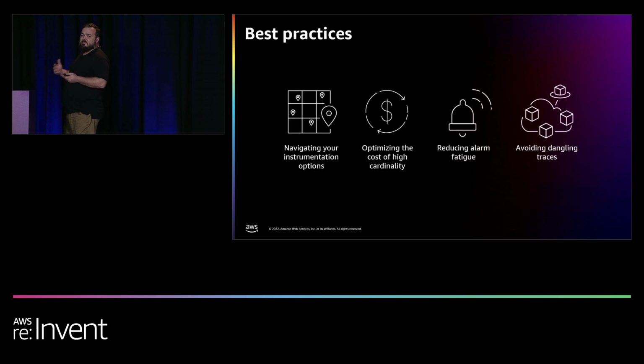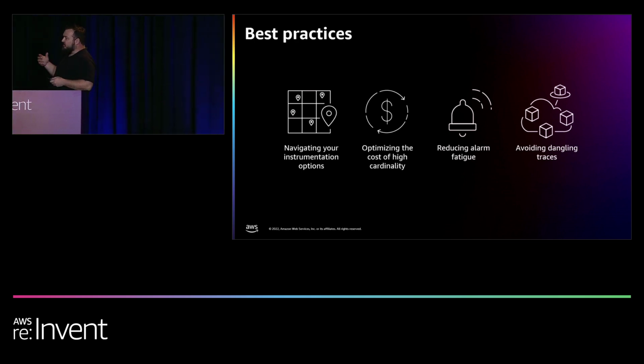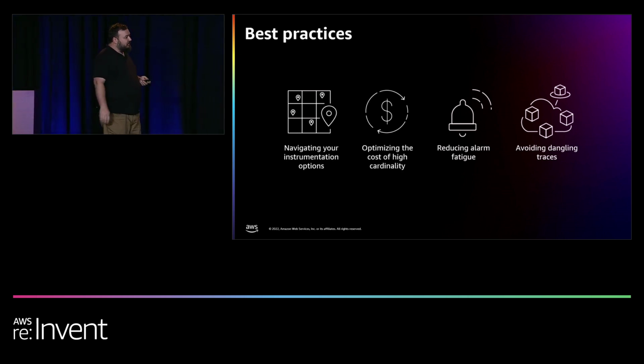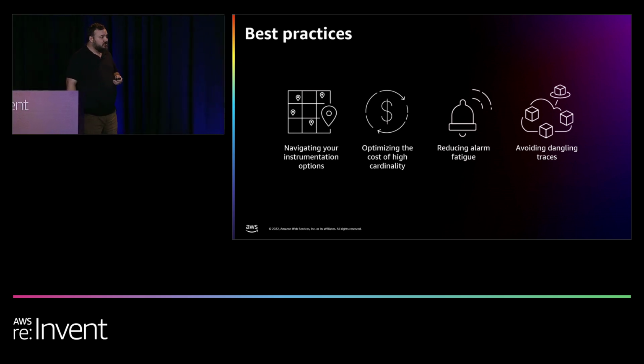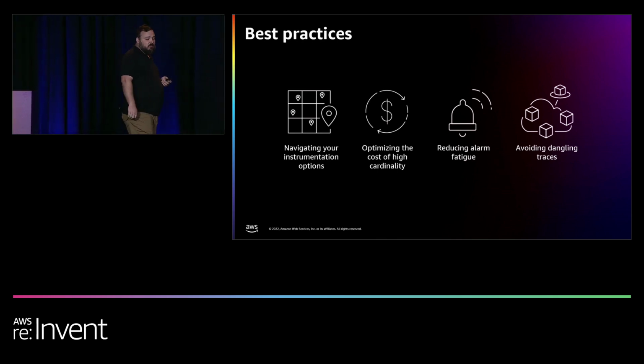So yeah, I'm going to cover 4 best practices. This is really me distilling down. I've talked to hundreds of customers over the last few years around observability, and I've largely taken all those customer conversations and distilled them down to these 4 best practices. So the first one's going to be navigating your instrumentation options. There's lots of options out there in terms of how you instrument. I'll talk about what we'll do for you and what you'll need to do as a customer when it comes to instrumentation.